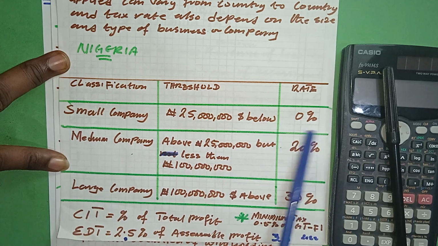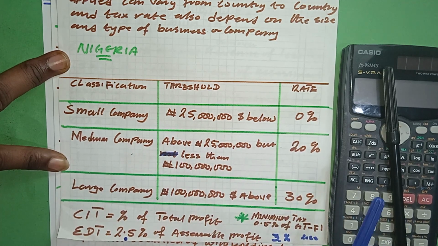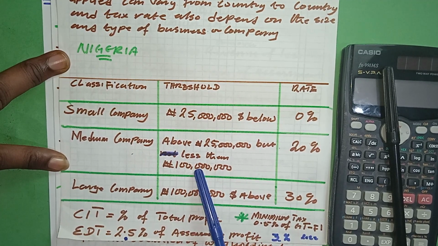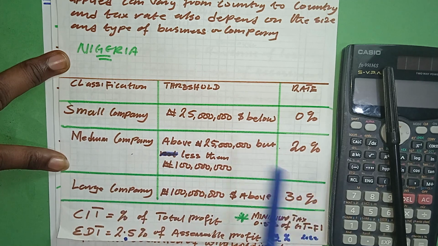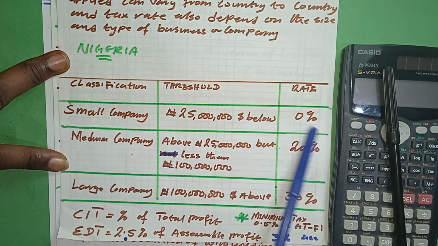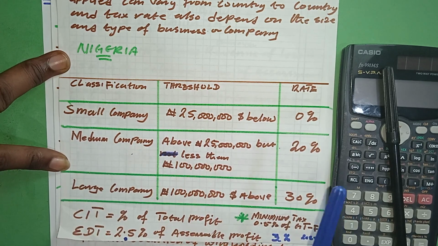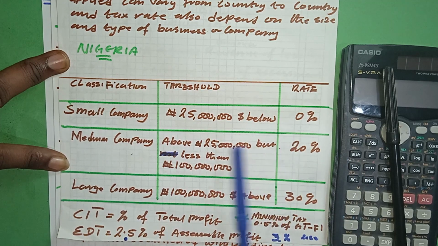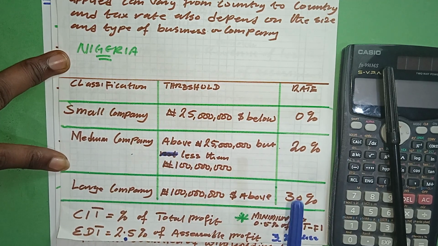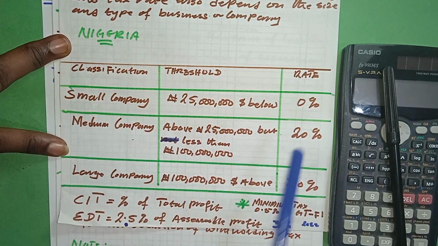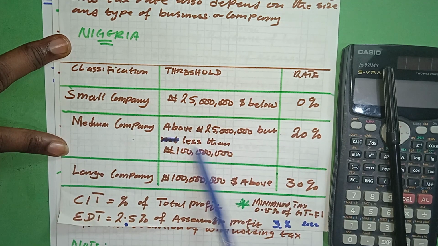Then the medium company, where you hit 26 million naira but less than 100 million, they will say, okay, since you are growing, maybe you hit 76 million, 89 million, to encourage you, just pay 20% as your company income tax. Now, it is not 20% of your gross. No. What you computed, your assessable profit for the year, is what you pay 20% on.